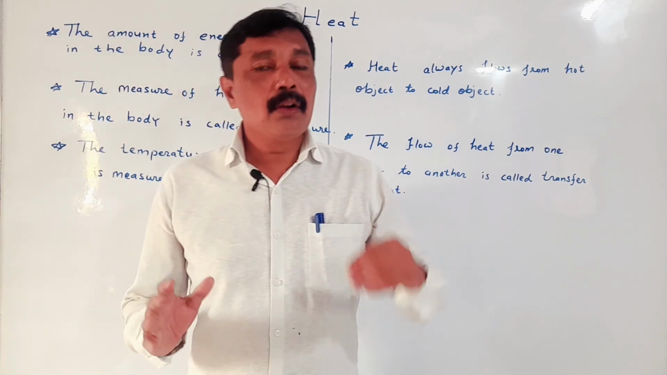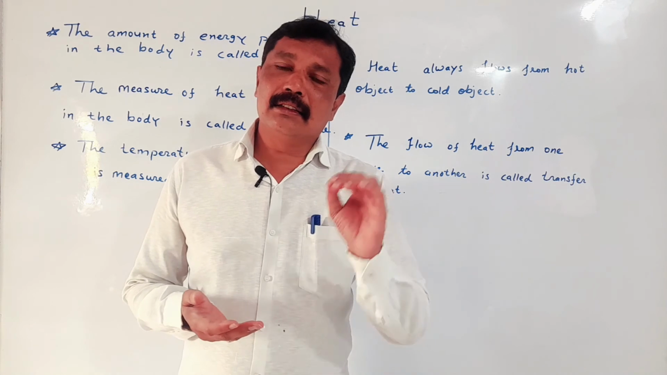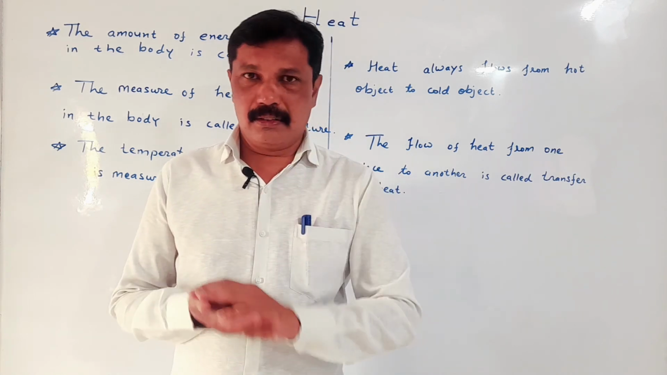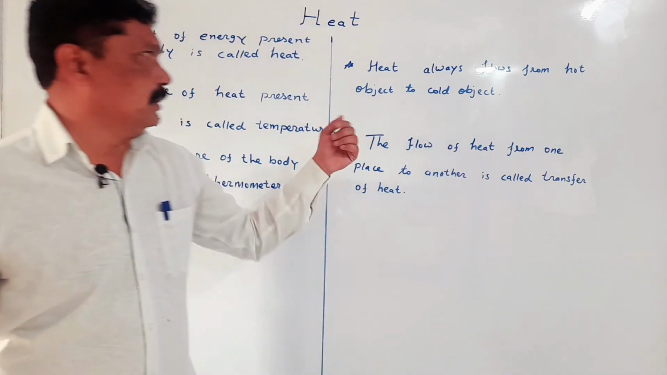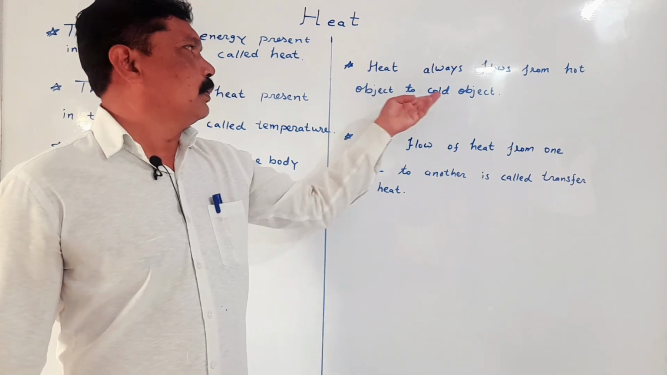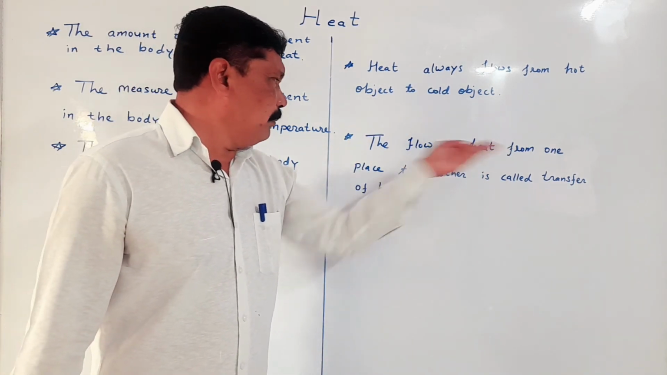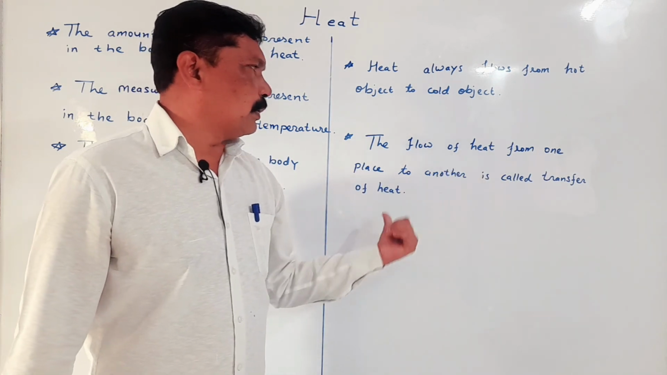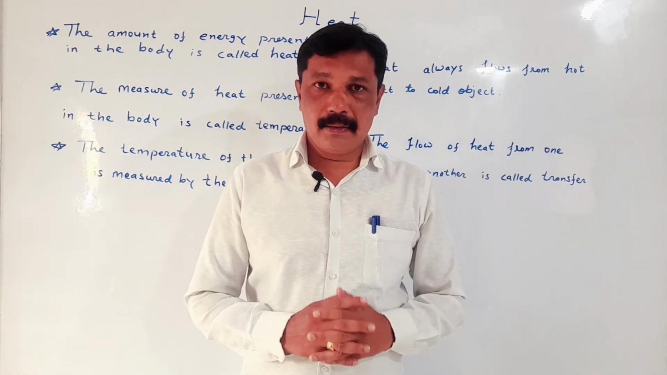When the heat flows from one part to another part, then we can say it is a transfer of heat. Heat always flows from the hot object to the cold object. Heat always flows from hot object to cold object. The flow of heat from one place to another place is called transfer of heat.